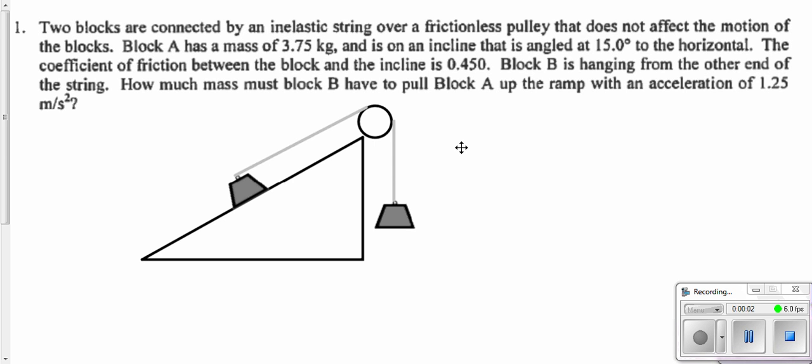Okay, so we're going to work out most of problem number 1. This can be kind of a tricky problem. You're trying to find the mass of block B. It says two blocks are connected by an inelastic string over a frictionless pulley that does not affect the motion of the blocks.